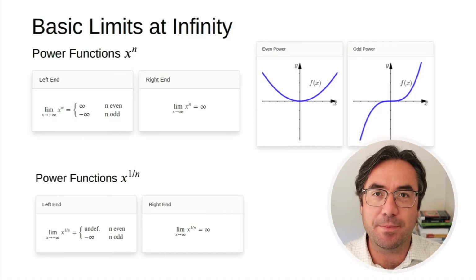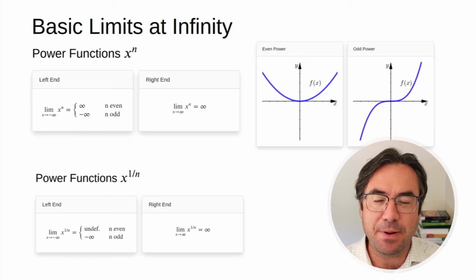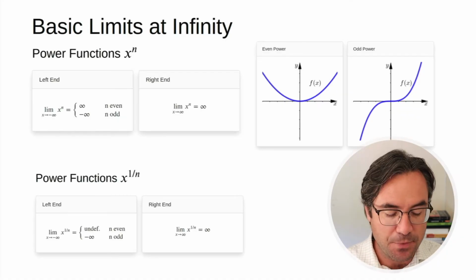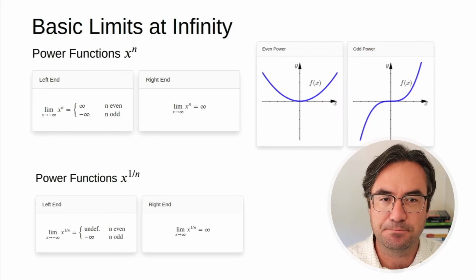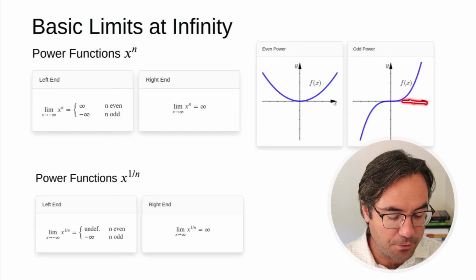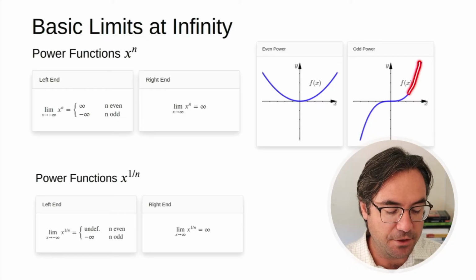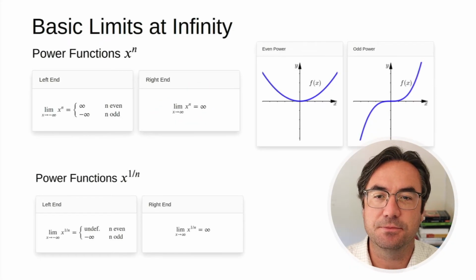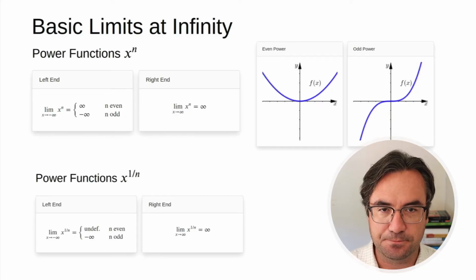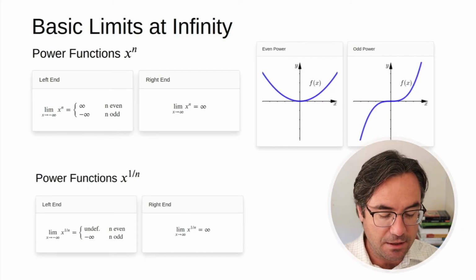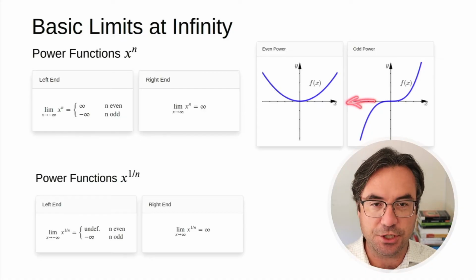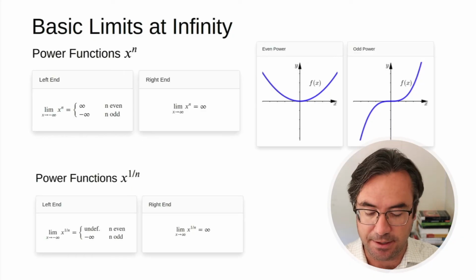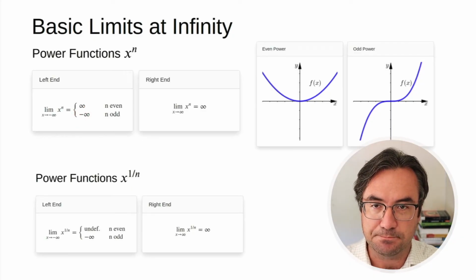All right, so what about an odd power? If it's an odd power, like x cubed or x to the power 5 or x to the power 7, they all have this kind of look to them. And we see that if we look at the right end behavior, the height of our function is getting higher and higher. So the same kind of thing applies: the limit of x to the n is infinity. Now, if we look at the left end behavior, if we go in this direction, the height of our function is getting lower and lower. So it's going to minus infinity. Okay.